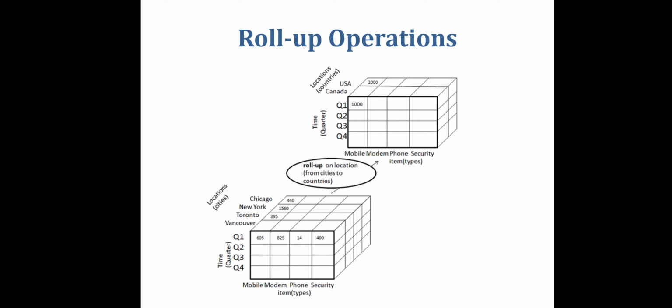In other words, rather than grouping the data by city, we get the cube as a group of countries. That is why we represent the cities as a group of countries; there are only 2 countries here, USA and Canada. So, from cities we are moving towards countries, which is also called a roll up operation.